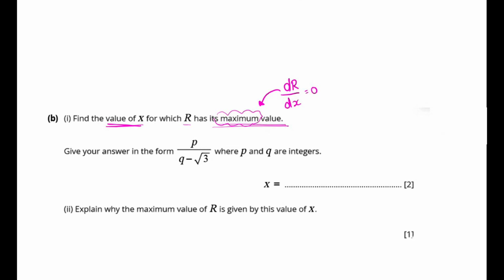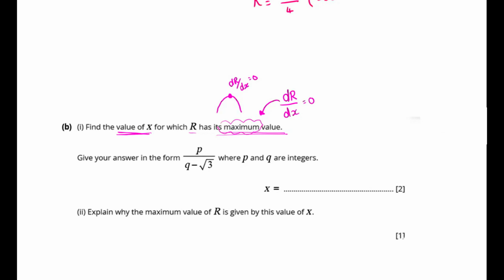Okay, and a maximum point looks like this. If I was going to draw this curve, this is my maximum point over here. So dr over dx equals 0. Yeah, so the first thing I need to do is differentiate.